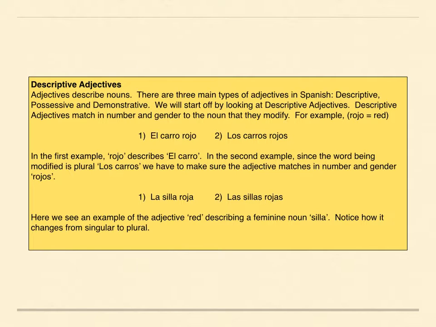Now, some other examples. La silla roja and las sillas rojas. Here we see an example of the adjective red describing a feminine noun, silla. Notice how it changes from singular to plural. Alright?